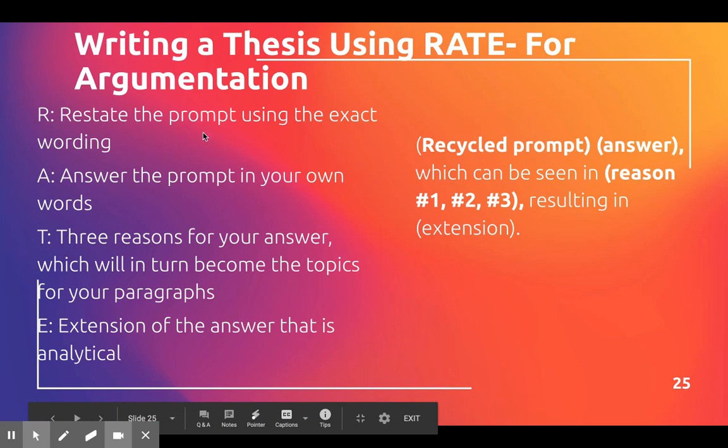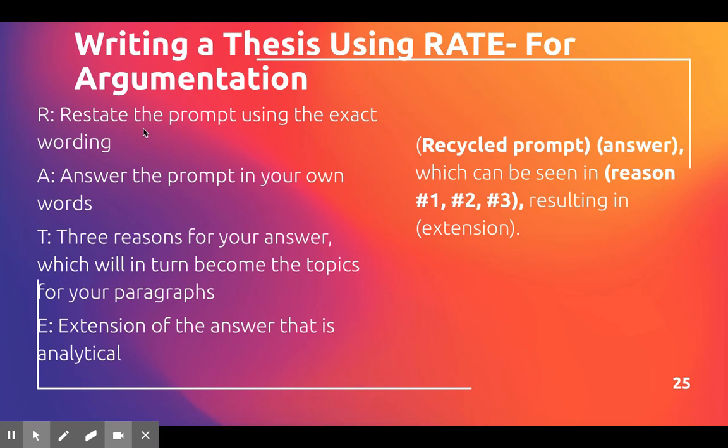Okay, so we'll start off with the R. When I say restate the prompt using exact wording, it basically means that you're taking the words that are in the question and using them to start off your sentence or your thesis statement. So for example, if the question is what is your favorite color, me restating the prompt would be me saying, my favorite color is. So I'm taking the words from the question and I'm using them to restate my answer.